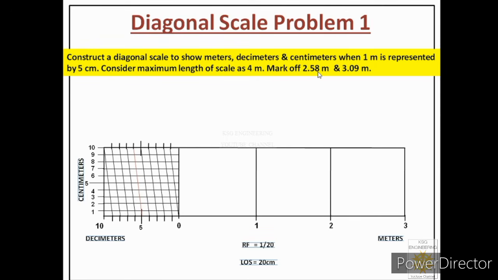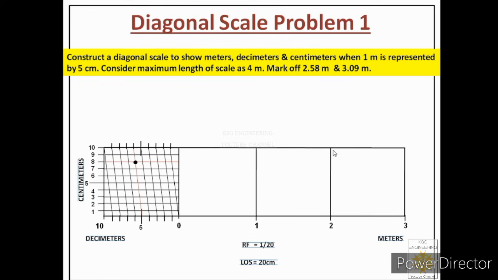Then we have to pick the 8th centimeter. So where is the 8th centimeter? It is on the third scale over here. Then we have to pick the horizontal line from the 8th centimeter. Now where these two lines are intersecting, that point we have to pick.